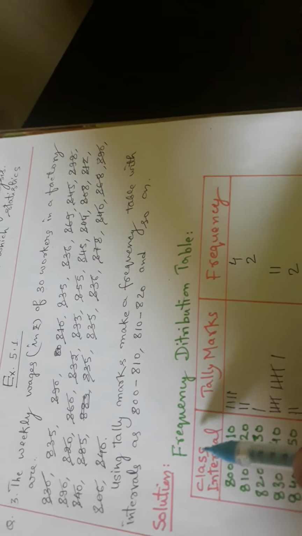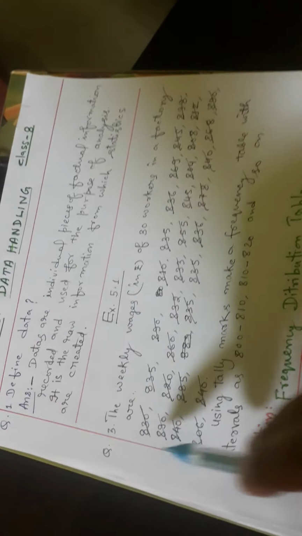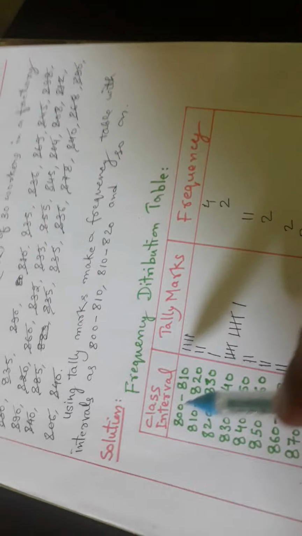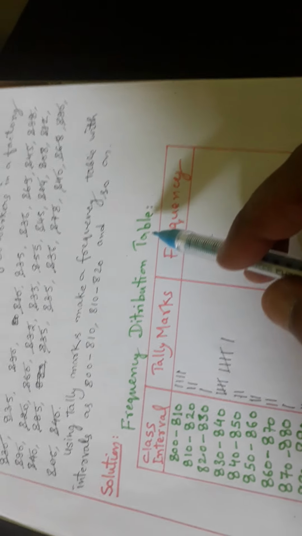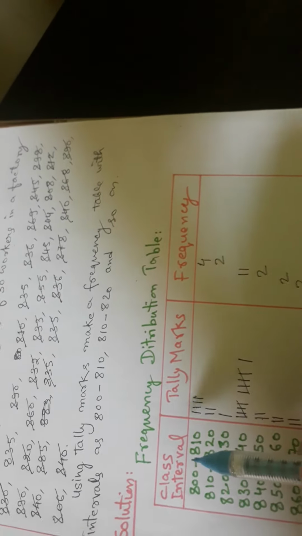So the systematic arrangement. What we do here is, when we want to make this data in this form, it is called a frequency distribution table. Now in the frequency distribution table, we have class interval in the first column, tally marks in the second, and the frequency in the third column.